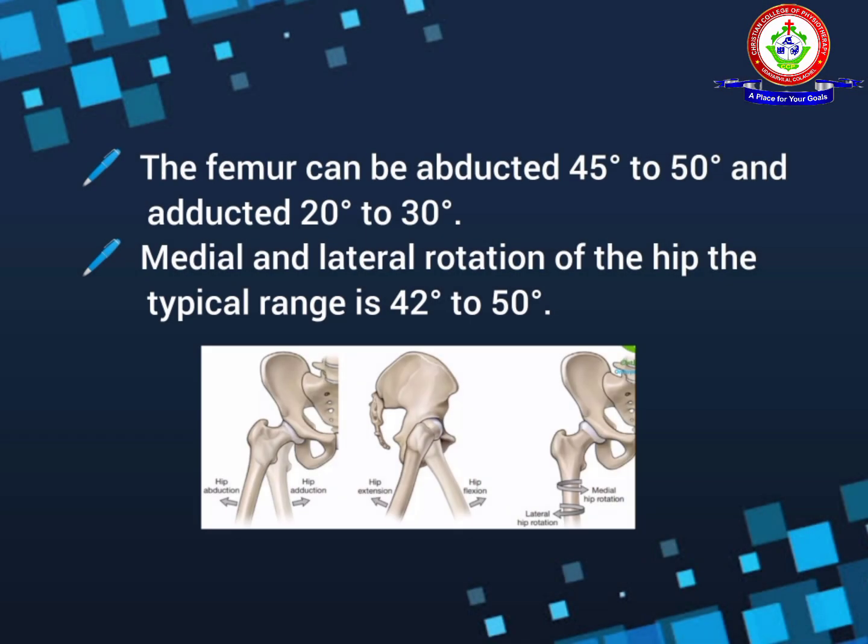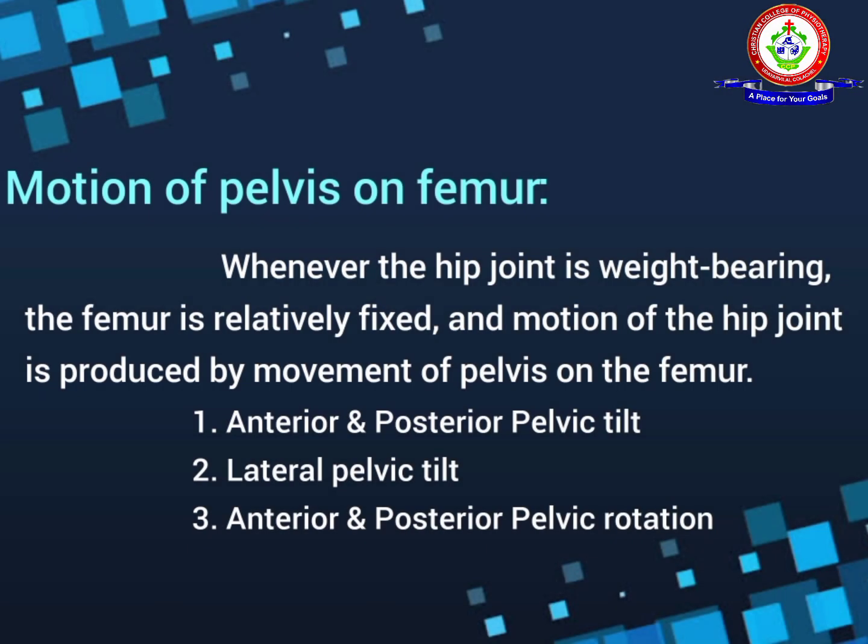Abduction of the hip is 45 to 50 degrees and adduction of the hip is 20 to 30 degrees. Medial and lateral rotation of the hip typically range from 42 to 50 degrees. Motion of pelvis on femur.